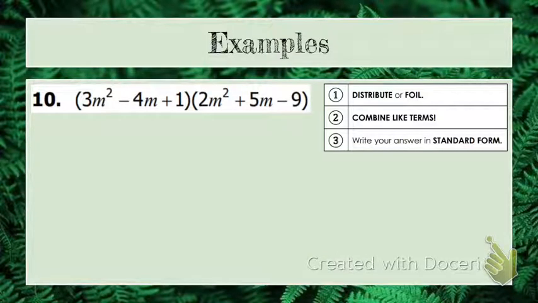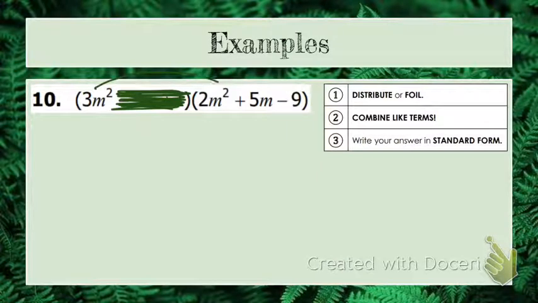The last example I'm going to do with you is this trinomial times a trinomial. And I'm doing this one with you. I think you could do it yourself, but I want to show you a little bit different way to organize this that might make your life a little bit easier. So we're going to take it a piece at a time, and we're just going to multiply the 3m squared by everything in the other trinomial. So pretend this isn't even here for a minute.